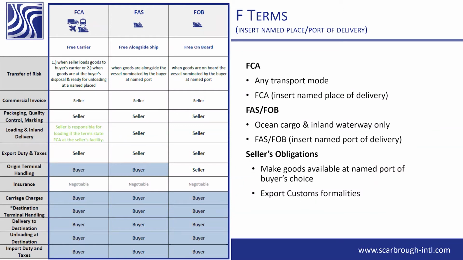So things to remember, you can't use FOB, let's say, Kansas City, or an airport. You need to make sure you're using FOB and FAS for ocean cargo and inland waterway. So your seller's obligations in the F terms are just to make the goods available at the named port of the buyer's choice and the export customs formalities. Yeah. And I think that's the biggest one.